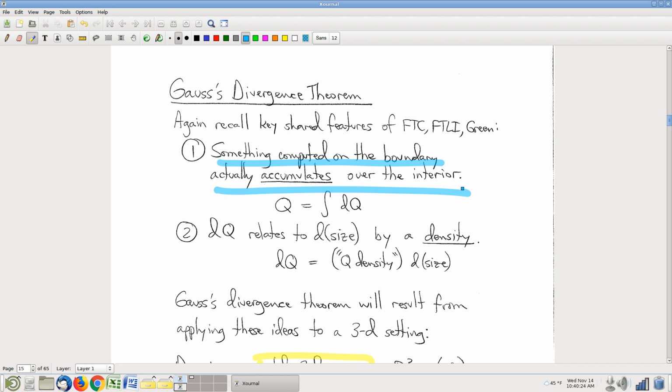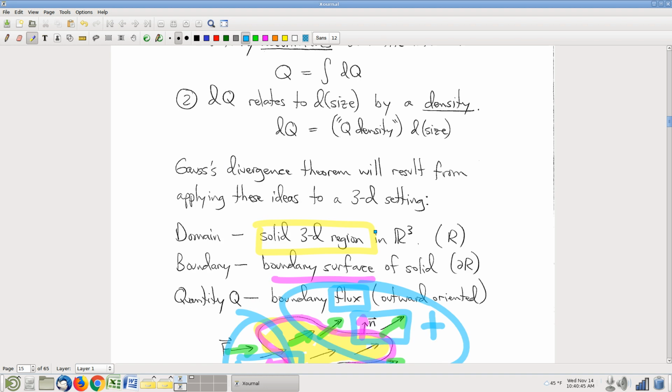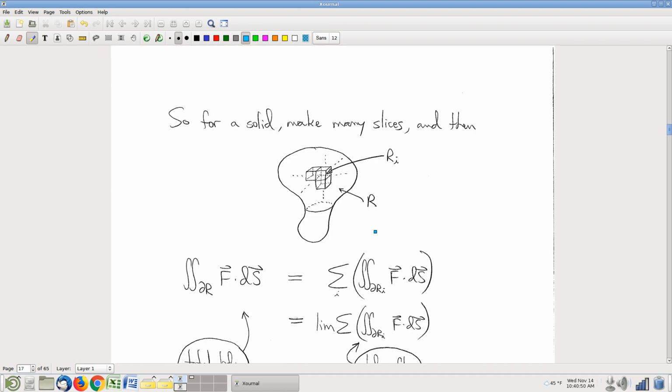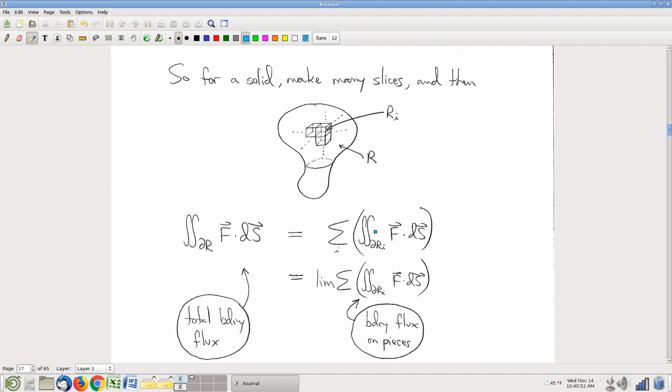And we're making the assertion here that even though it's computed on the boundary, you can think of that as, well, look, there are little boundary fluxes happening at all these little pieces that we chop up the solid into. And really you're just adding up a bunch of outward-oriented boundary fluxes on little pieces all throughout the interior. Okay. We're going to come back and talk about that more in a few minutes. So here's our next step.